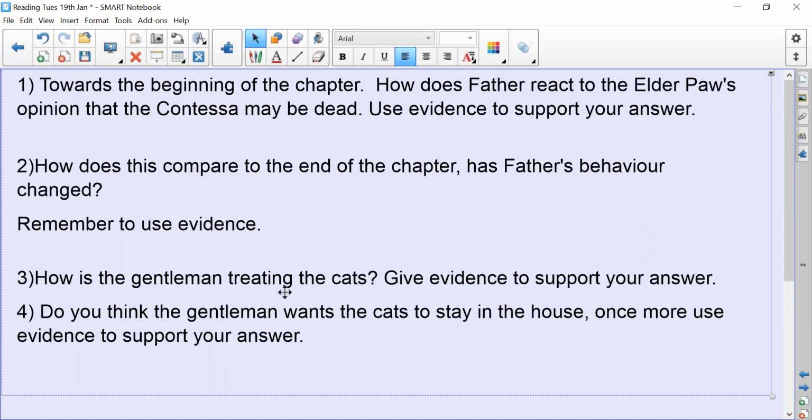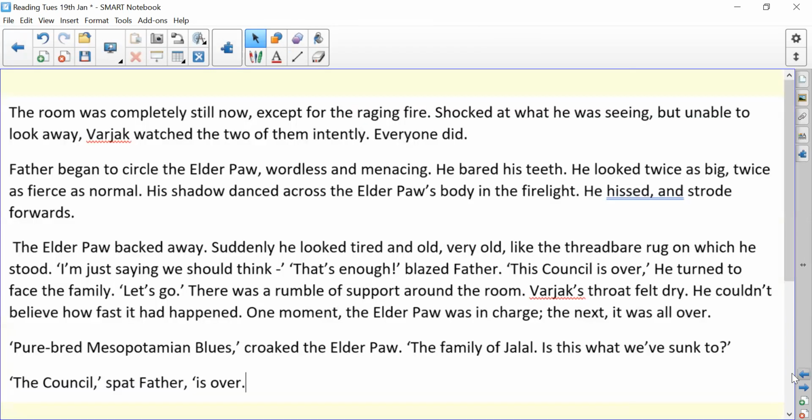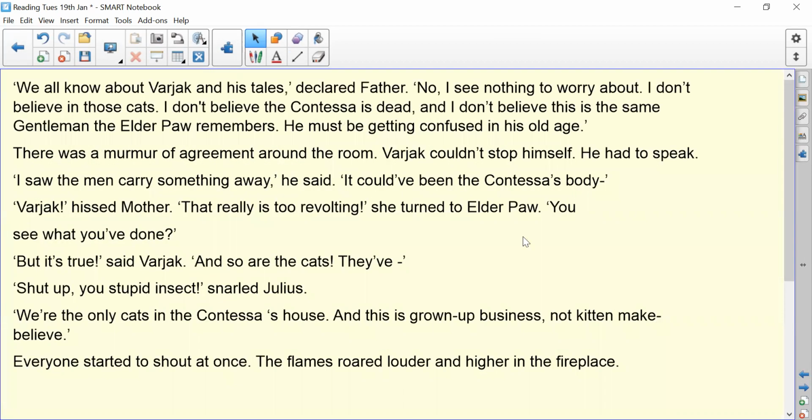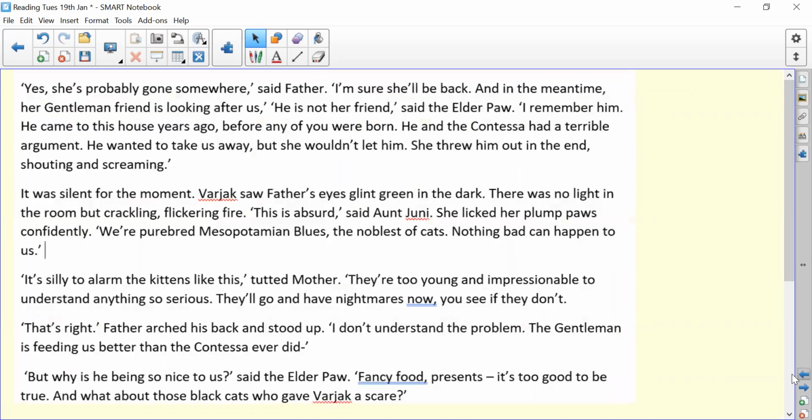So number 3, how is the gentleman treating the cats? Give evidence to support your answer. So there were 2 things I found when I was looking. One of them was to do with the fact they thought he wanted to take them many years ago. Here we go. "I remember he came to this house years ago before any of you were born. He and the Contessa had a terrible argument and he wanted to take us away, but she wouldn't let him." So it sounds like this person wants to take the cats somewhere else or to his home.